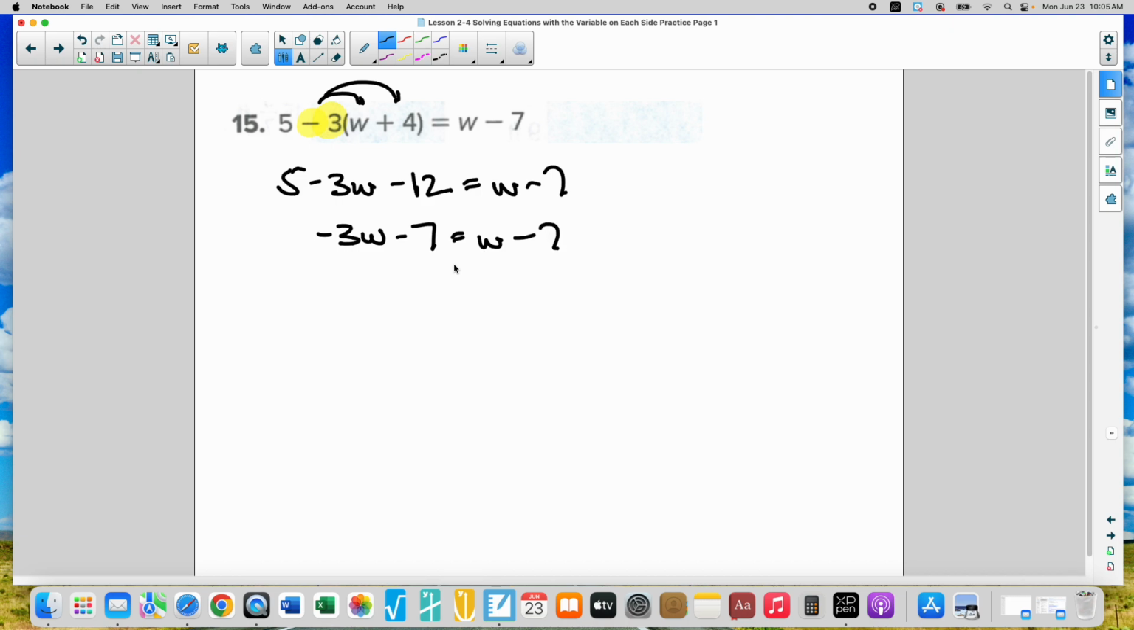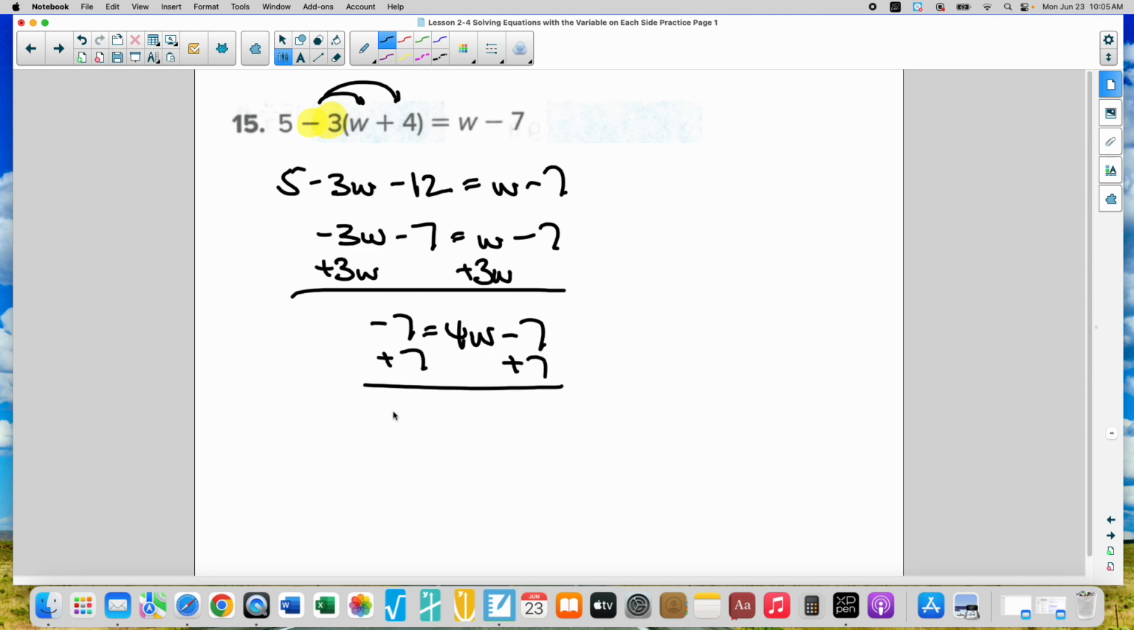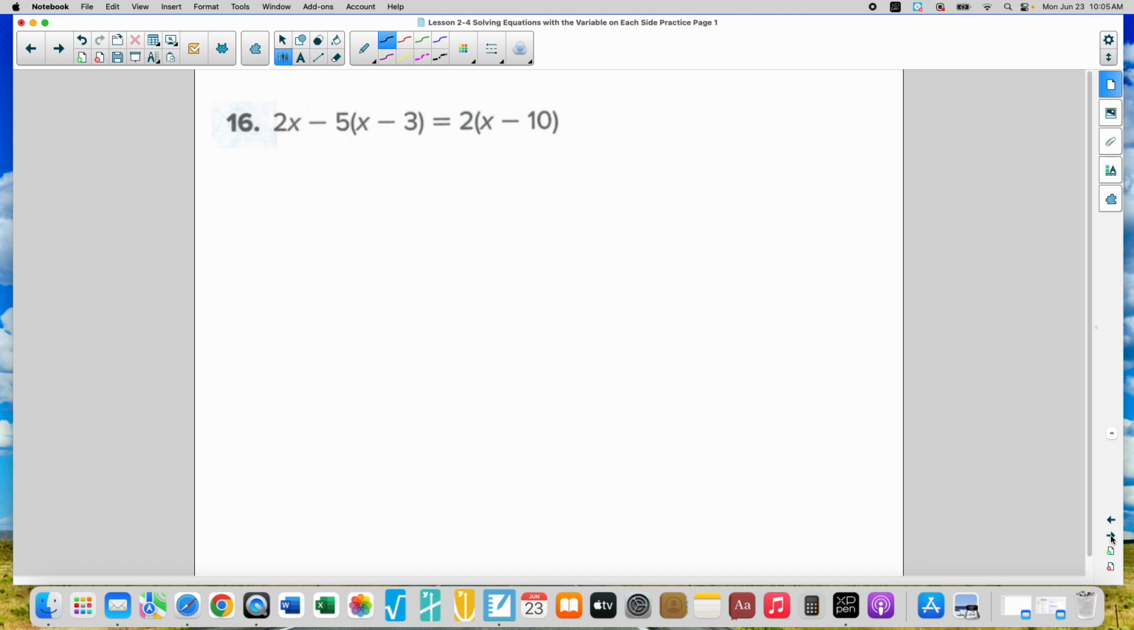And now we're going to move the 3w over. Negative 7 equals 4w minus 7. Add 7, add 7. 0 equals 4w. You're not done. It's important that you continue to simplify. We've got to get rid of this 4 by dividing by 4. And 0 over 4 is equal to 0. So your answer can be 0. That is the number that, when plugged in, makes this equation work.